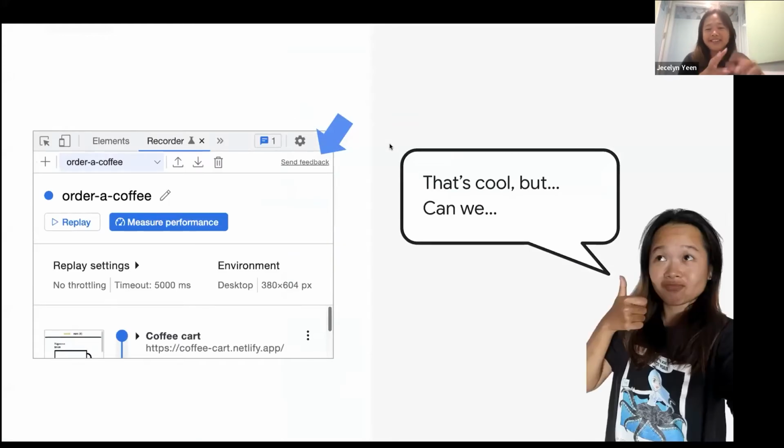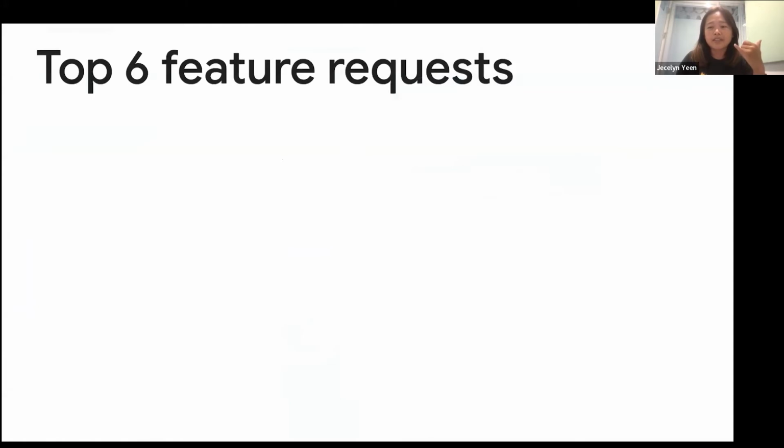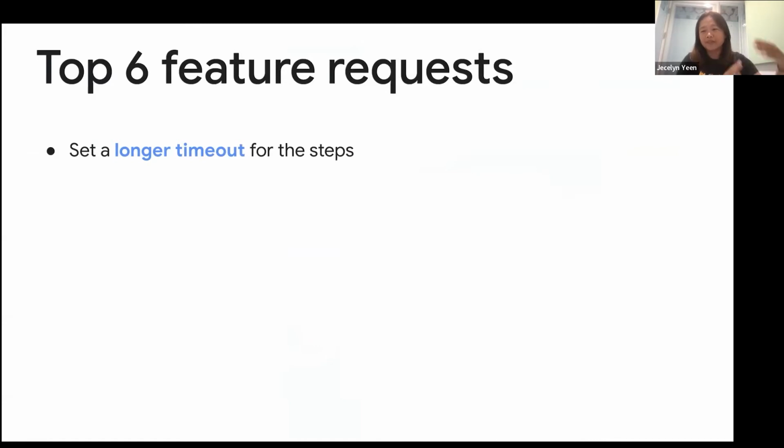So that's cool. We have a quick demo to record it, and we have a send feedback button here, and we receive a lot of feedback on the features that you wish to see next. So the top 6 feature requests since we released this feature is you are asking if you are able to set a longer timeout for each of the steps. For example, there might be some slow network request API that you need to call. You might need to wait probably 6 seconds or 7 seconds or longer.